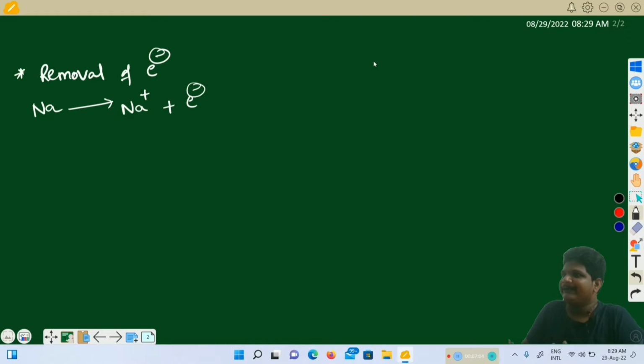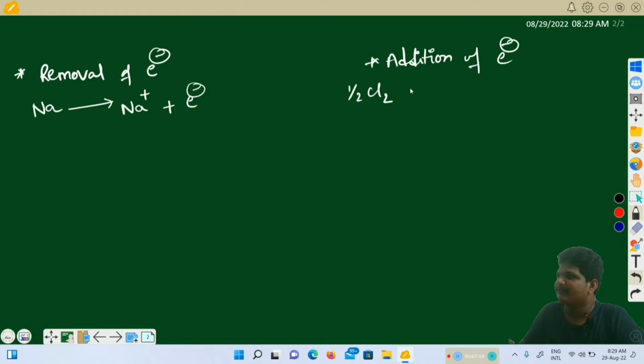Addition of electron is nothing but reduction. Let us consider chlorine. If you add one electron to half Cl2, we get Cl-. So it is converted into Cl- after addition of this one electron.